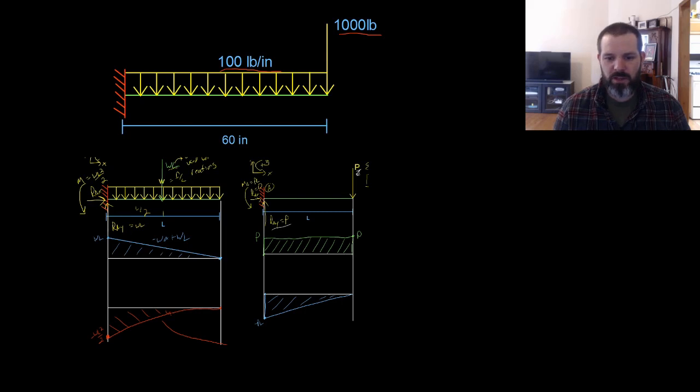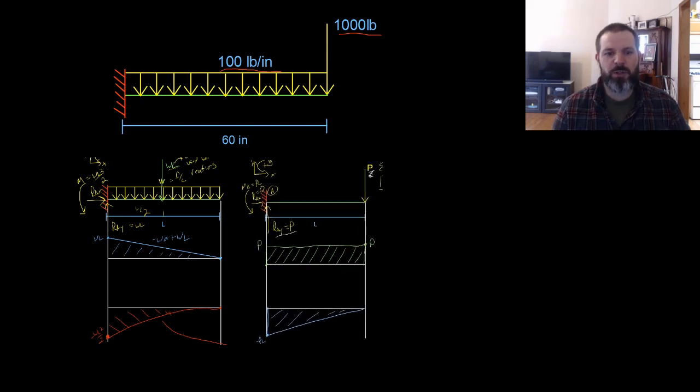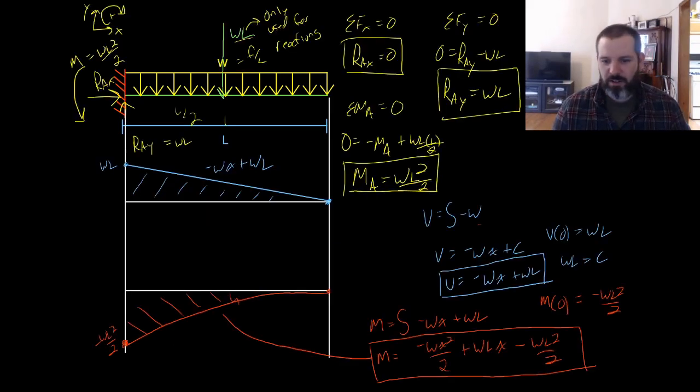Because what we have here is just a superposition of a beam with a uniform load on it with a beam with a point load on it. And here I've moved over both their shear and moment diagrams. The only thing I didn't do is I cut out the equation. Grab that.